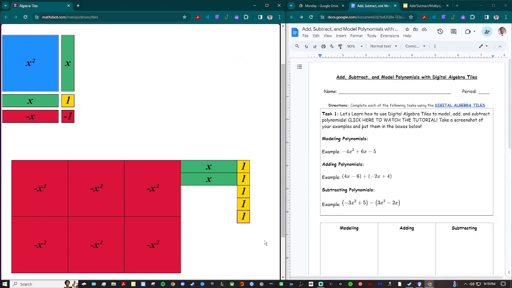So my final answer is going to be negative 6x squared plus 2x minus 5, or plus 5, and I'm finished. Take a screenshot, and that is how you subtract. Please make sure that when you subtract, you're going to have to flip the polynomial that you're subtracting. And that's how we model, add, and subtract with polynomials.